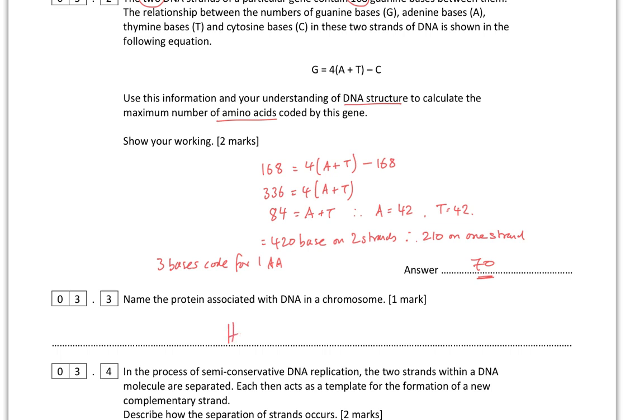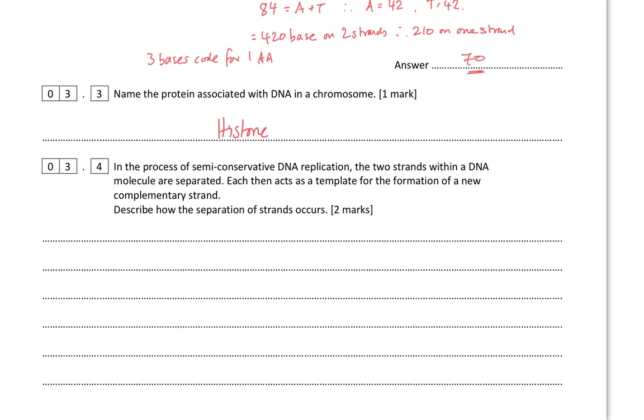3.3 is just histone. The protein is a histone. Next, semi-conservative DNA replication. The 2 strands within a DNA molecule are separated. Each acts as a template for the formation of a new one. Describe how the separation of strands occurs. Names of enzymes, names of bonds. So DNA helicase breaks, not hydrolyzes, breaks H bonds. I would write hydrogen in the exam, between complementary bases.